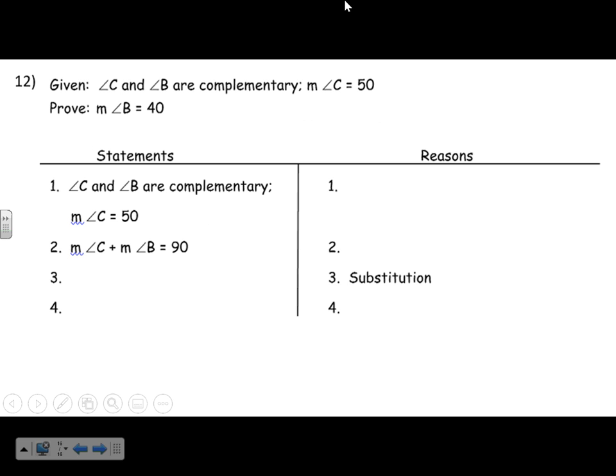And the last one, given C and B are complementary and angle C is 50. They don't give us a picture for this one. We might not need it, but I'm going to draw one just in case. I know C and B are complementary, so they add up to be a 90-degree angle. So I'll make this a 90-degree angle. I'll separate it. This is angle C and angle B. And they say angle C is 50. So that's all my given, and that's what I make my picture. And that's the first step. So I have angle C plus angle B is equal to 90 degrees.